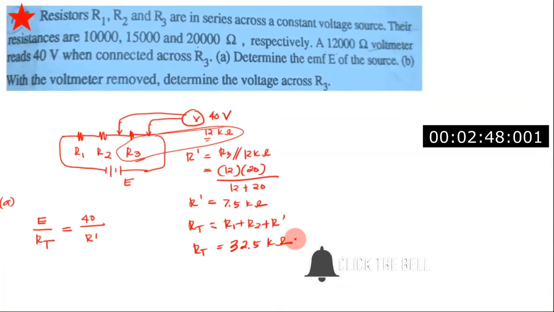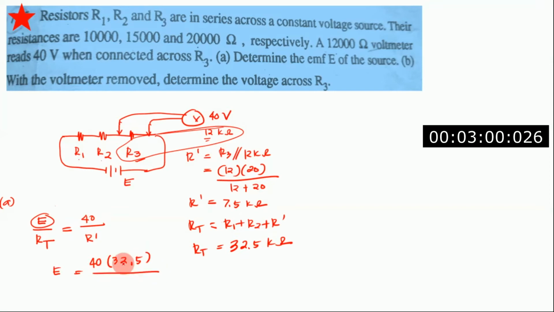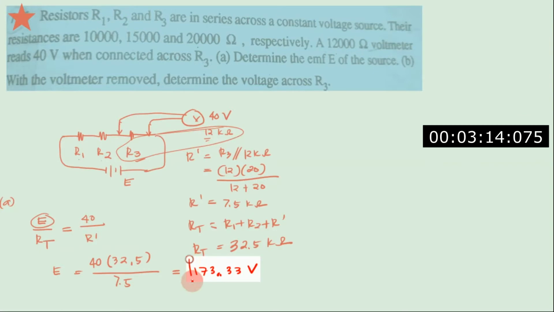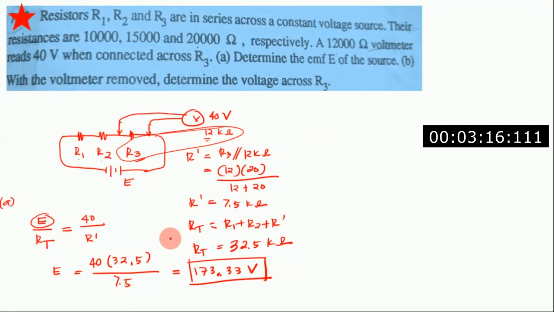So now, knowing this, we can solve for E. Solving now for E, that is 40 volts multiplied by RT, which is 32.5, divided by R prime, which is 7.5 kilo ohms. If you have your calculator, you can have an answer of 173.33 volts. This will be your value. You have just solved letter A.